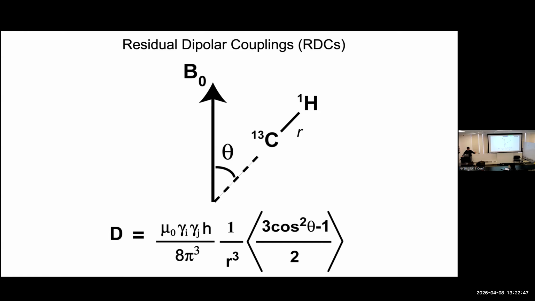0 under isotropic distribution. By the way, that's interesting: we live in a world where we happen to have physical interactions that average to 0 with a random distribution. And as a consequence, we can enjoy solution state NMR.